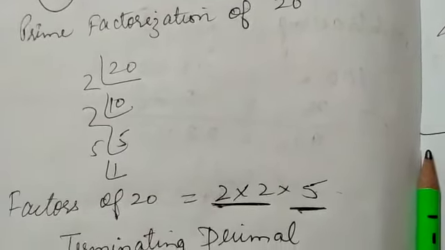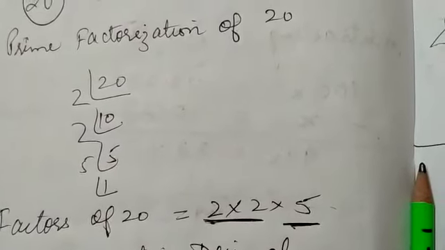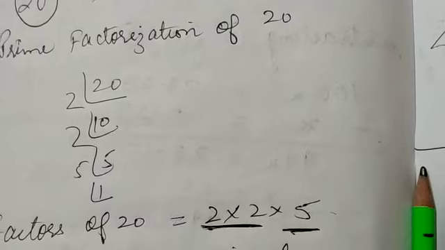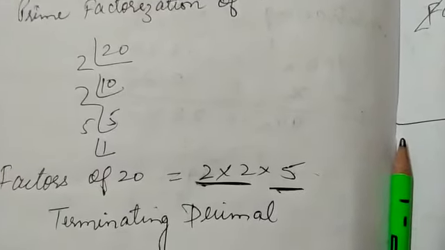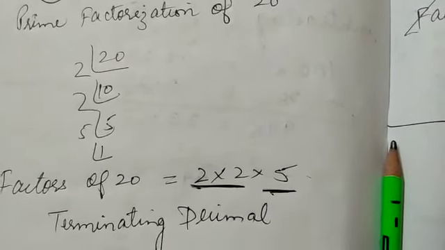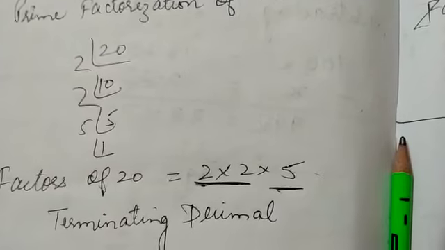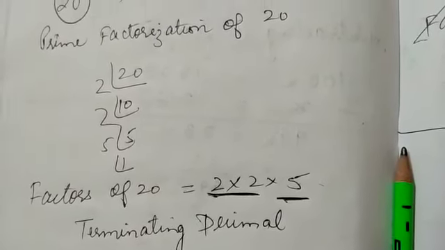In case we get prime factors only 2 or only 5 or a combination of 2 and 5, those numbers will be termed as terminating decimal. So without doing actual division, just by finding out the prime factors of the denominator, we can identify whether it's a terminating or a non-terminating decimal.